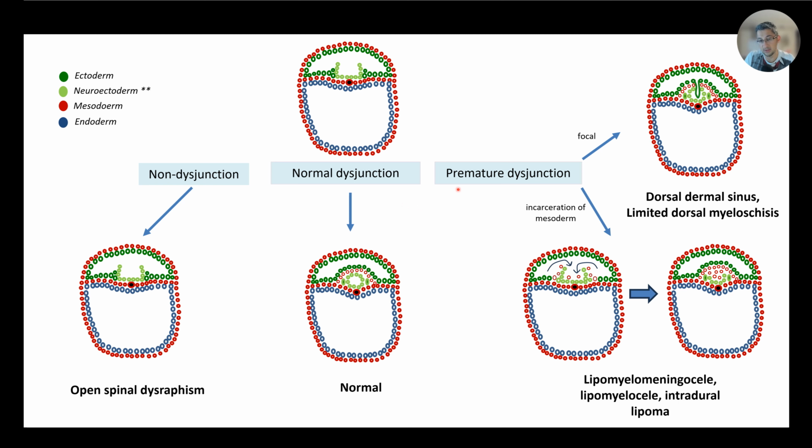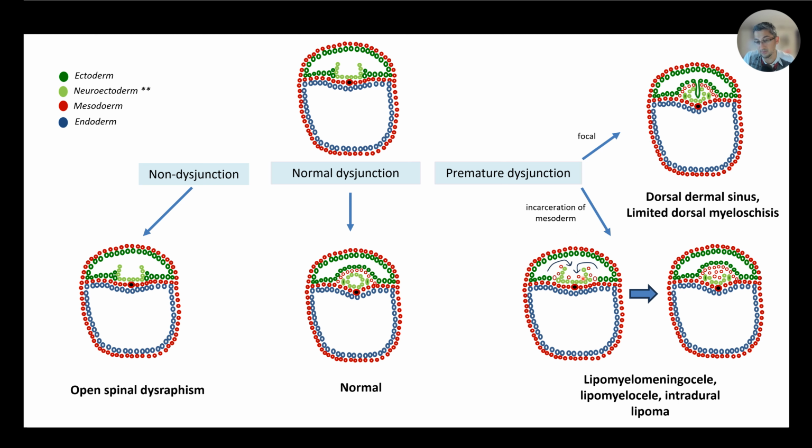The other scenario is a premature disjunction. This can be focal or incarceration of mesoderm. So there is normal disjunction, but it's premature. So what happens is when there is normal disjunction, the tube is already closed, so the mesodermal cells cannot migrate into the tube. When there is premature disjunction, the tube is still open, and these mesodermal cells can migrate into the tube, which is called incarceration of mesoderm.